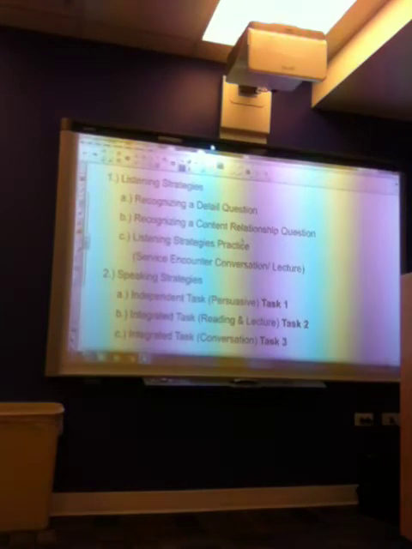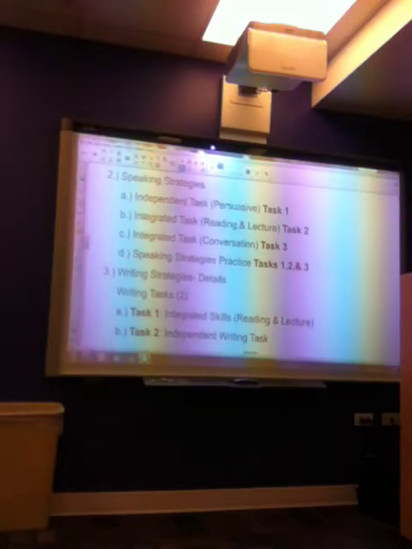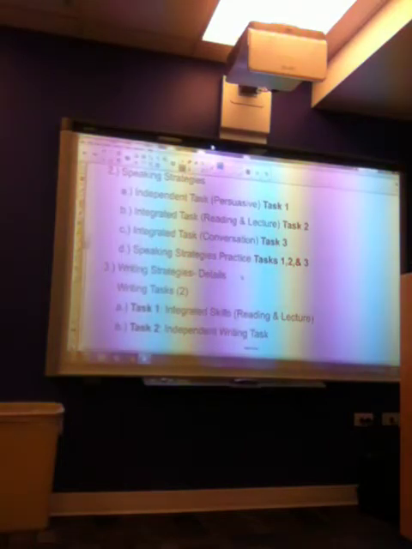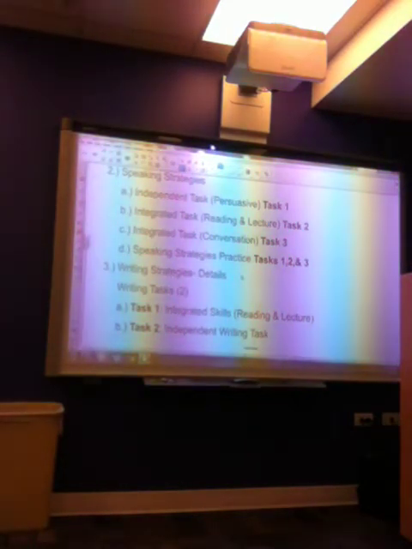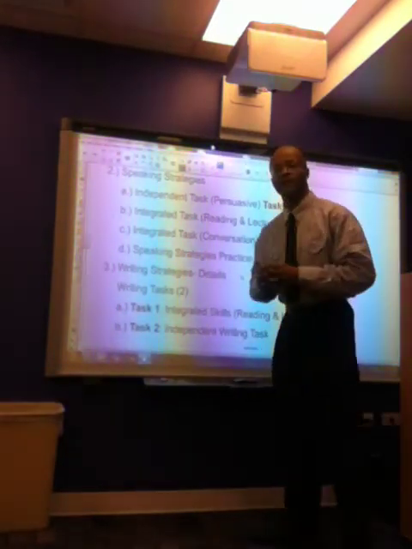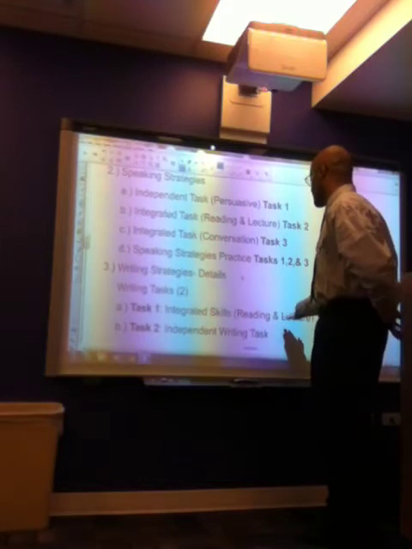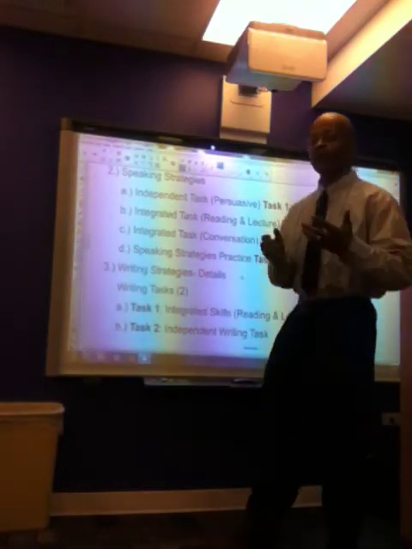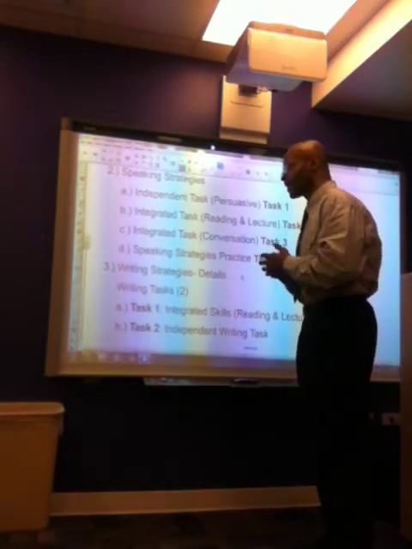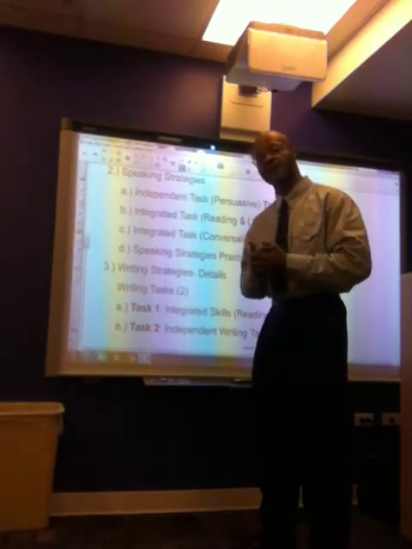And the next thing we're going to work on, we're going to combine the speaking strategy practice of tasks 1, 2, and 3. And I also mentioned we're going to get into some writing strategies. I basically want to get into the details aspects. Okay? Task 1, integrated skills of reading and lecture. You're going to read a passage, and also you're going to hear a lecture based upon the information in that passage, and how to synthesize that information.